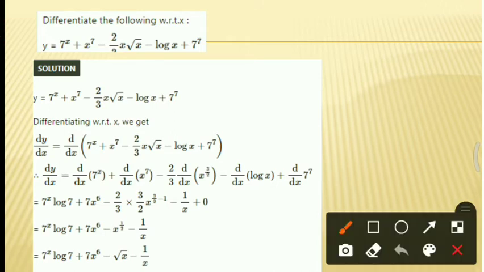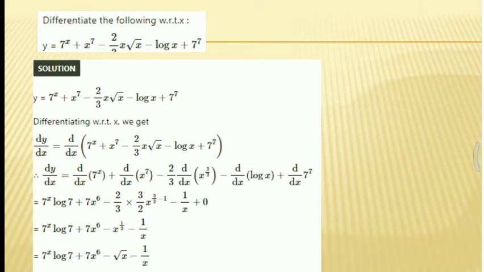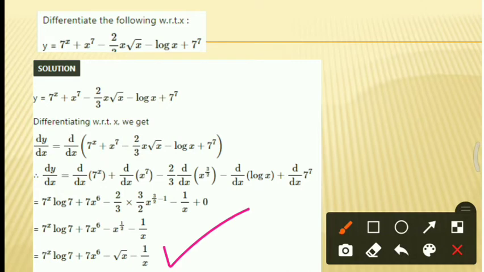Is equal to, now simplification, 7 raised to x into log 7 plus 7 into x raised to 6 minus 1 by 2 and minus 1 by x. This is the final answer. And one more step after simplification we can write here: x raised to half is equal to root x. Therefore, the solution of this example is 7 raised to x into log 7 plus 7 into x raised to 6 minus root x minus 1 by x.